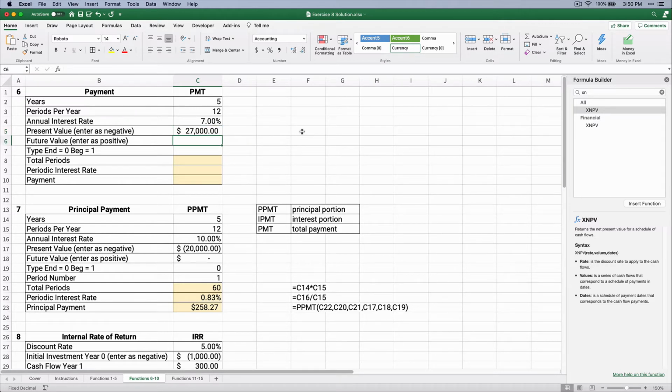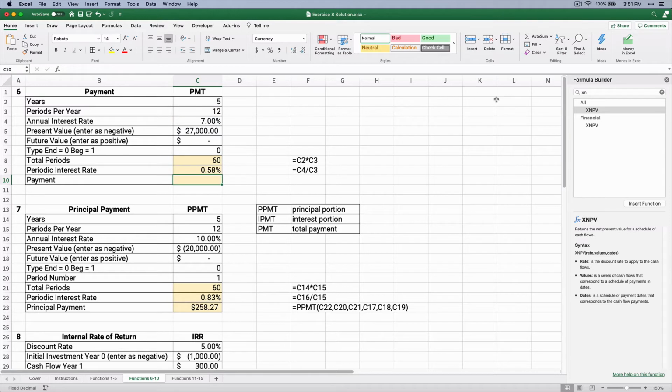So let's say we're going to pay off this loan in 5 years. We borrowed $27,000. We're going to have a future value of 0. The payments happen at the end of the period. So what's our total payments? So it's 5 times 12. 5 times 12 is going to be the 60 months. The periodic interest rate is going to be 7% divided by 12.